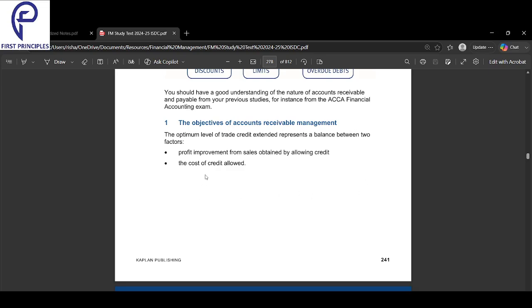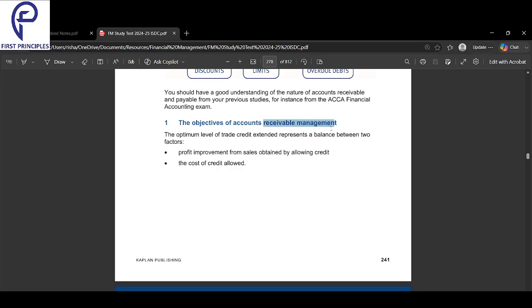So first we look into the objectives of account receivables management. Why do we need to do receivables management? What benefit will it bring to us? So how much credit should we give to customers? The objective of account receivable management is how much credit should we give to our customers?